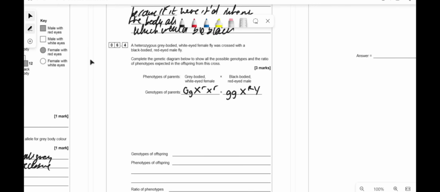So now the gametes they would make are big G X R, big G X R, little g X R, little g X R, little g X big R, little g Y, little g X big R, little g Y. So those are your gametes. And now we're going to draw out the cross.